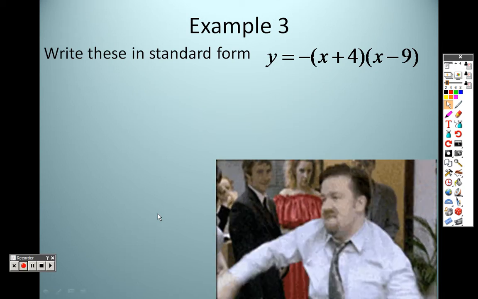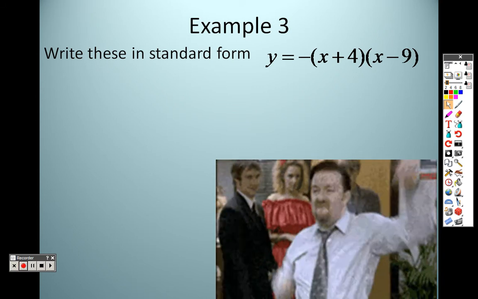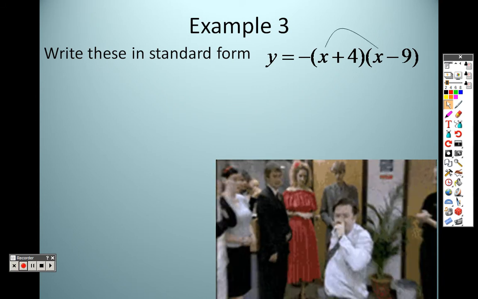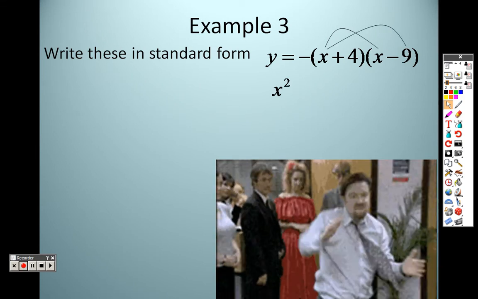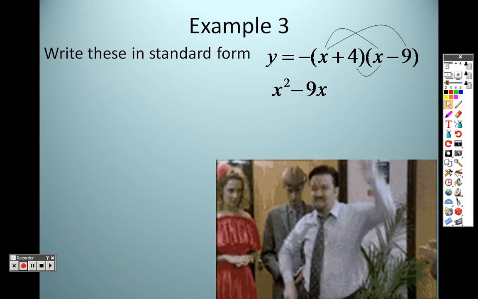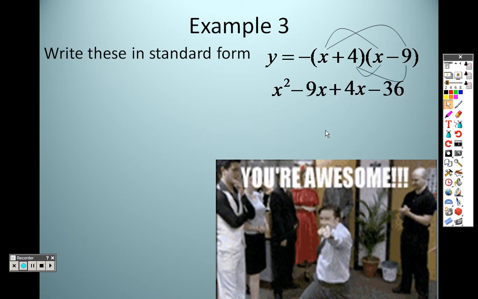Alright, so continuing 5.1 on graphing quadratics. Example 3, it says, write these in standard form. So in order to do this, to write it in standard form, I need to distribute. So that is an x squared. X times negative 9 is negative 9x. 4 times x is 4x. And 4 times negative 9 is negative 36.